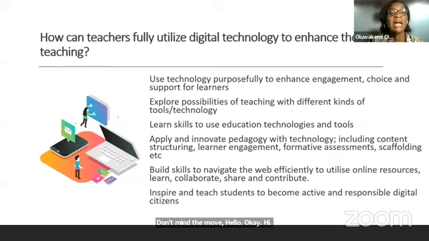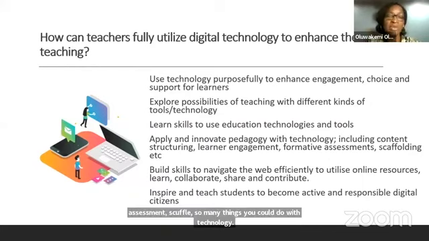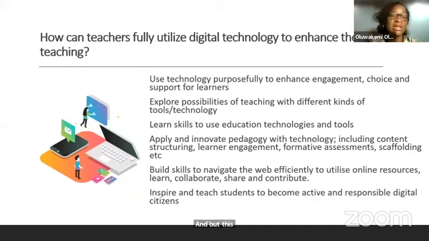All right. And so besides the digital knowledge, you need to apply innovative pedagogy with the technology, like including content, structuring learner engagement. We talked about formative assessment, scaffolding, so many things you could do with technology. But this is knowledge that you have to acquire to ensure that you're using technology effectively in your classroom.